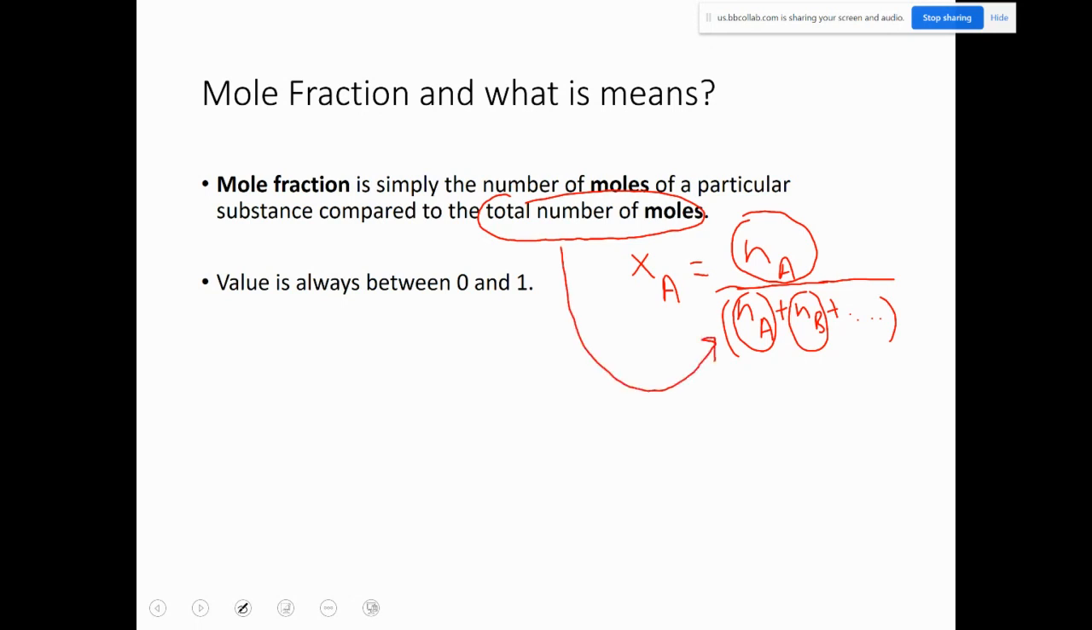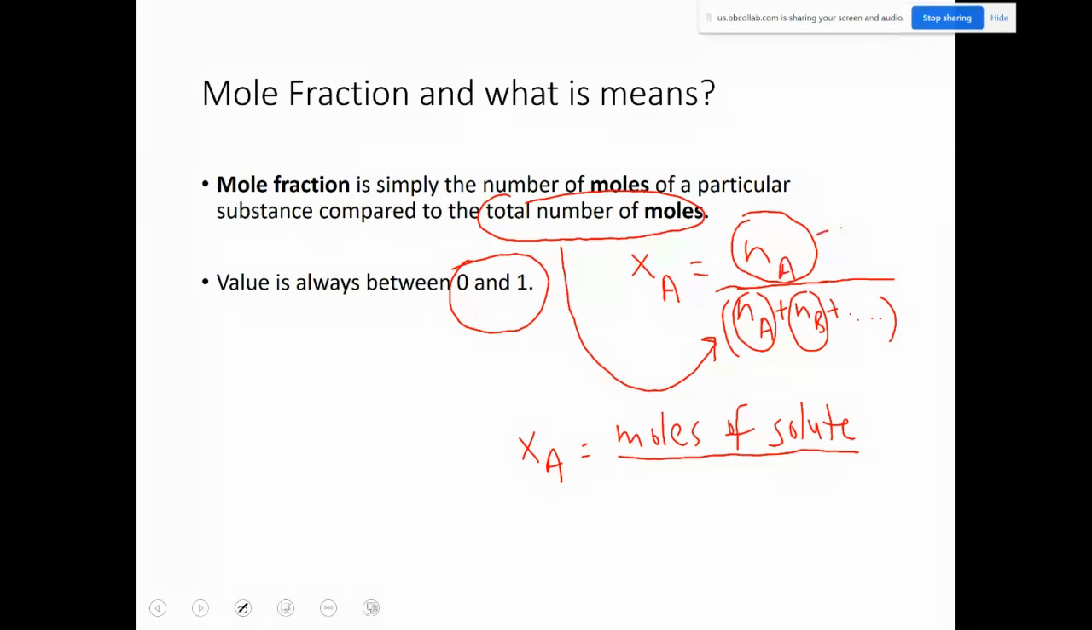One thing to keep in mind, the mole fraction always has a value between 0 and 1. Really important to keep in mind. If you calculate the mole fraction and you get a value greater than 1, you did something wrong. If you get a value less than 0, that's wrong. The way I wrote that formula, you can write it this way as well: moles of solute, or moles of substance, whatever is easy for you. Since I'm talking about something dissolved in a solvent, I use moles of solute, Na, divided by total moles present.